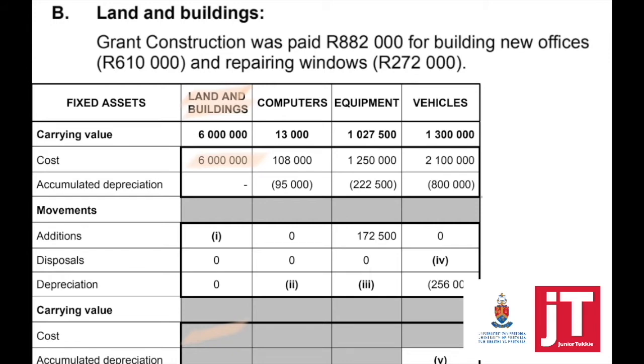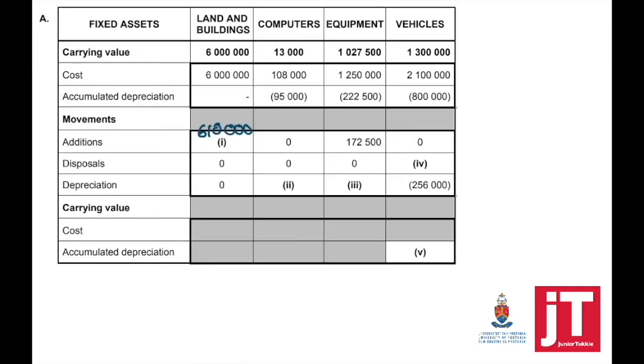When repairs is done, we will need to show it in our repairs account as an expense to the company. When there's additions, building new offices, that will go to additions at cost. So the $610,000 will be number 1. So the answer for number 1 in land and buildings, $610,000.